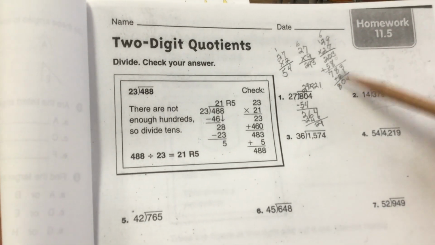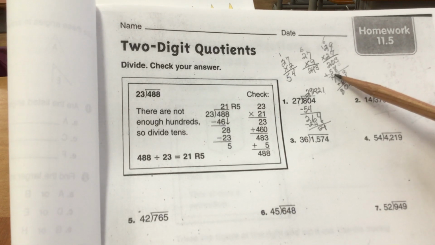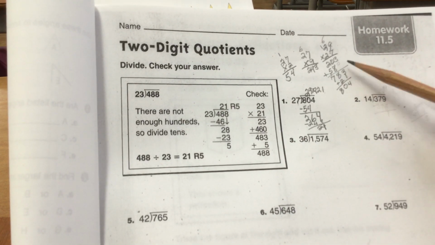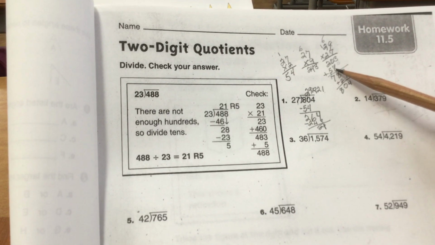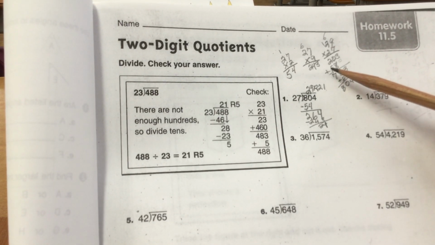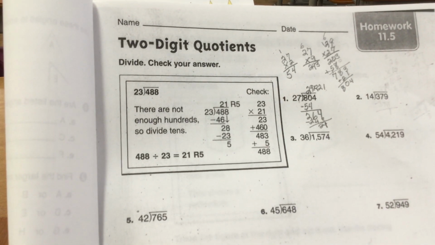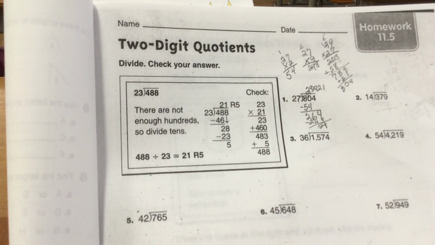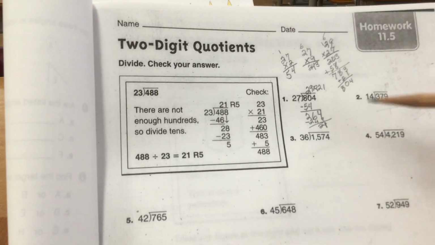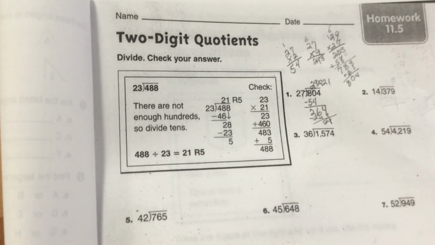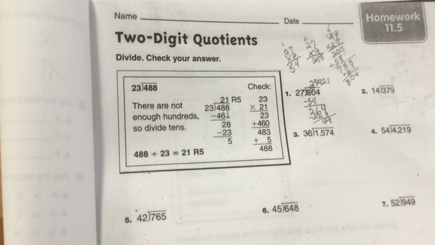Now I add 203 plus 580. Bring down my 1s, that's my 3. Bring down my 10s, that's my 8. 5 plus 2 is 7. 783. Now I add the remainder. 783 plus 21 gives me 804. Let's do one more.